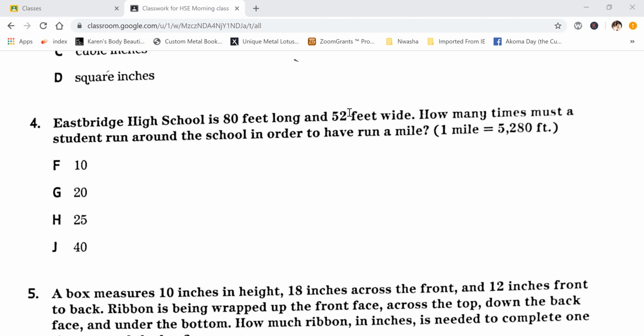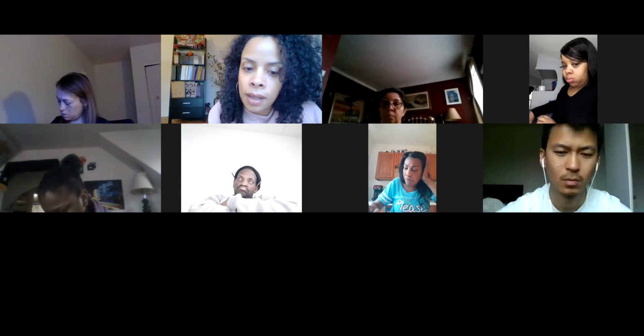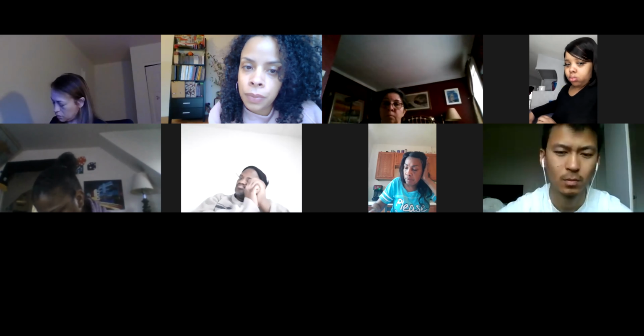Okay. Then the second sentence: how many times must a student run around the school in order to have run a mile? This really has two parts in one sentence. So the first thing is, how many times must a student run around the school? When you read run around the school, that is perimeter. So that's when you say it's going to be 80 plus 80 plus 52 plus 52, because I'm running around the school.